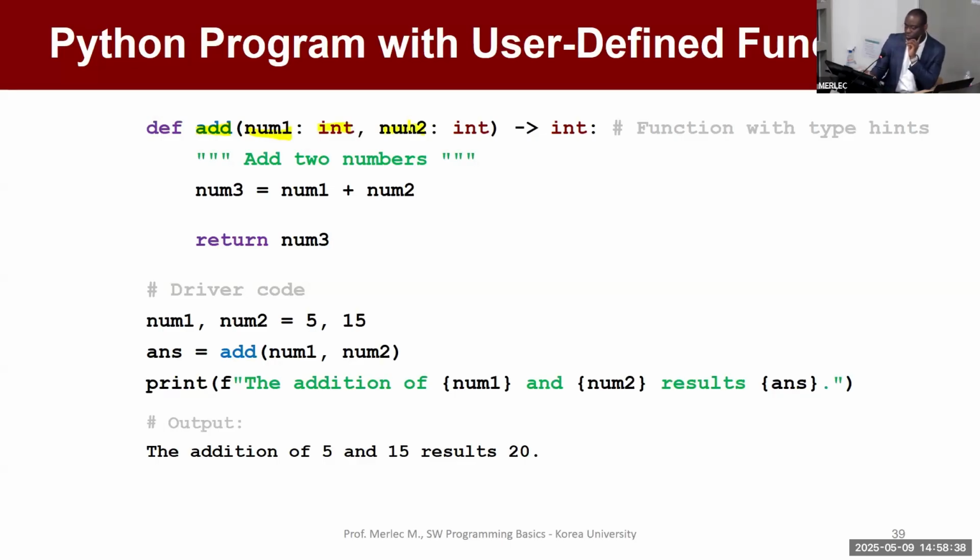And then num2 should be of type int. Look at now here. This means this function is expecting to return an integer value. This is the meaning of this part. That means you cast the type of the result that needs to be returned to the calling statements. Then you have here the docstring.